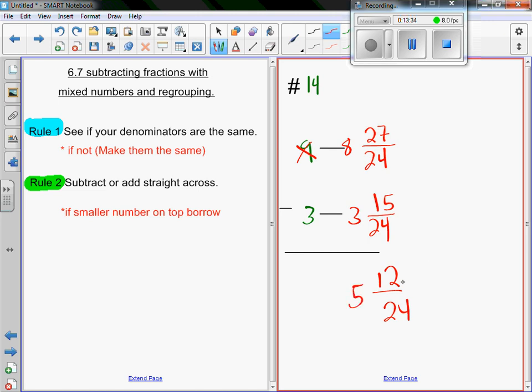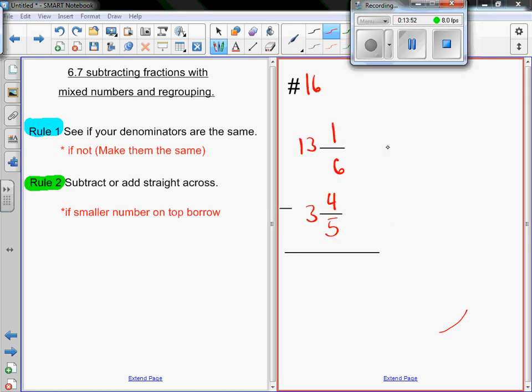5. Now, I'll notice that the top, the 12, is half of 24. So to simplify, I could just say 12 divided by 12 is 1. 24 divided by 12 is 2. So my answer is 5 and a half.